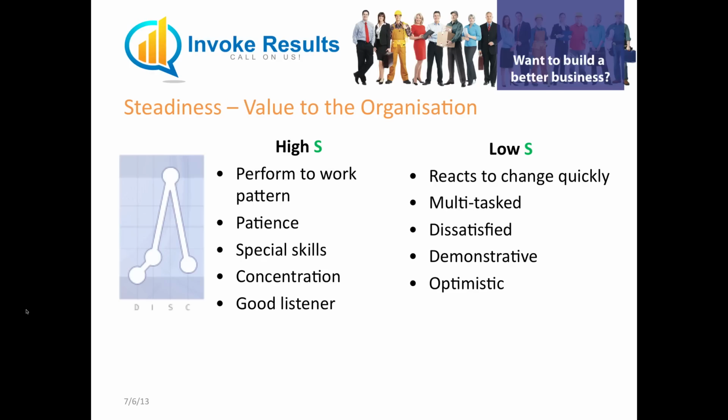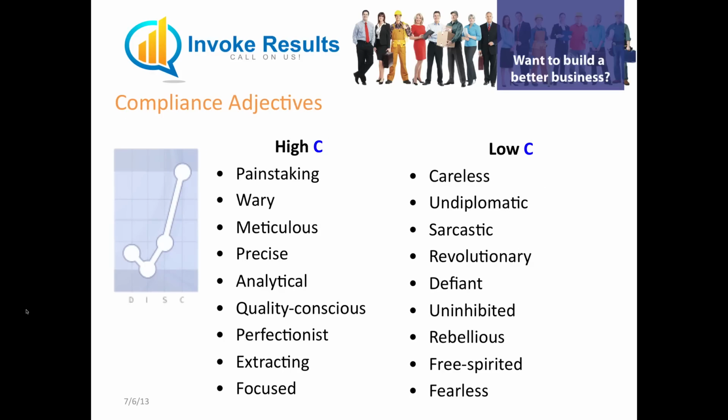So what would you be looking for in a role? Well, if you're looking for someone that performs to a work pattern, that is very patient, often likes to go for specialised skills, can concentrate for long periods of time, and is a very good listener and likes to provide support to others, then a high S is possibly part of the behavioural factors that you would be looking for. Whereas if you want someone that has the ability to quickly react to change and multitask and gets dissatisfied if things are the same, doesn't like the status quo, is looking to change things, is very optimistic, picks up an opportunity and runs with it, then your low S is probably a factor that you'd be looking for.